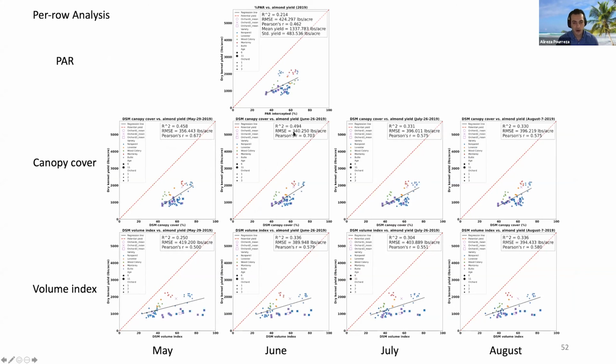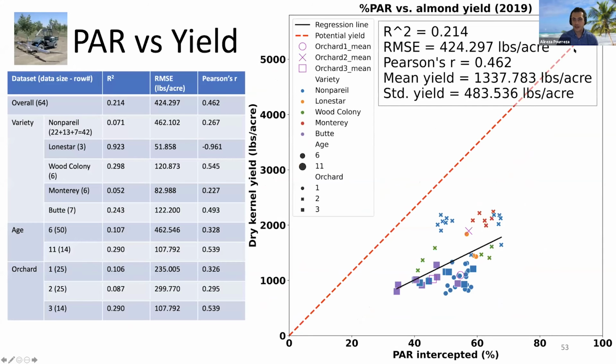way smaller. So we had different varieties, nonpareil, Wood Colony, and different ages and different orchards, but let's take a closer look. So here is PAR versus almond yield, and for different varieties, we can see a good correlation for Lone Star, but we only had 3 samples for that, so that's not actually something reliable.